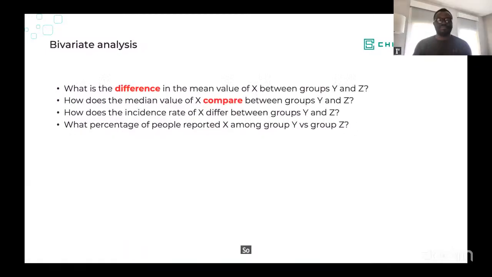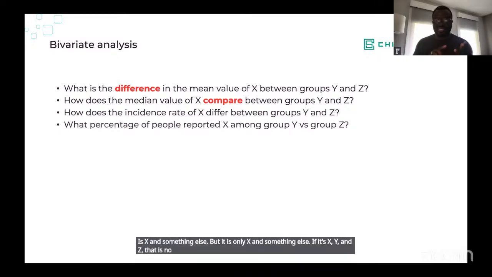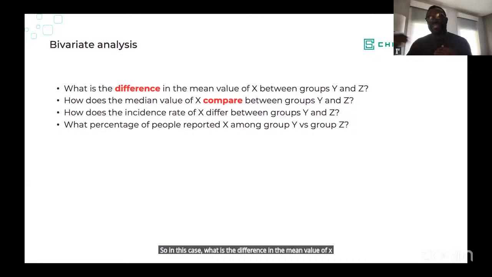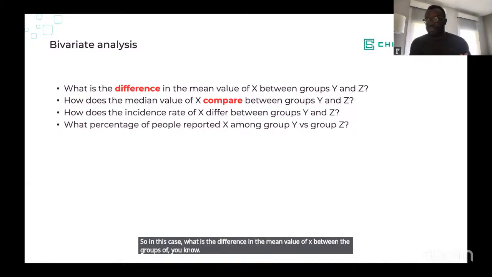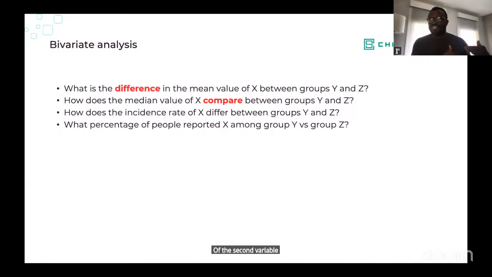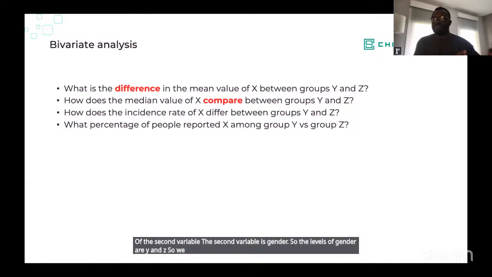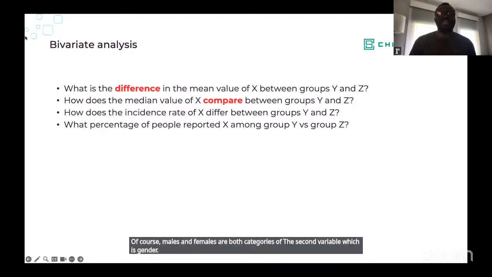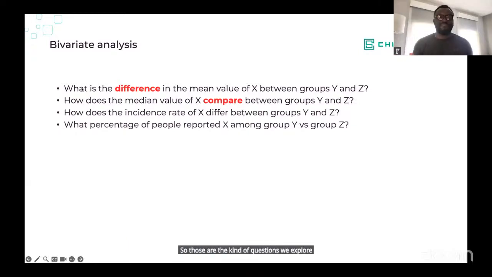So this is univariate. In bivariate, it's not just X, it's X and something else, but it is only X and something else. If it's X, Y, and Z, that is no longer bivariate. It is X and another variable. So in this case, what is the difference in the mean value of X between the groups of the second variable? Let's say the second variable is gender, so the levels of gender are Y and Z. So we're saying, how does the mean height differ between males and females? Of course, males and females are both categories of the second variable, which is gender. Those are the kind of questions we explore within bivariate analysis.